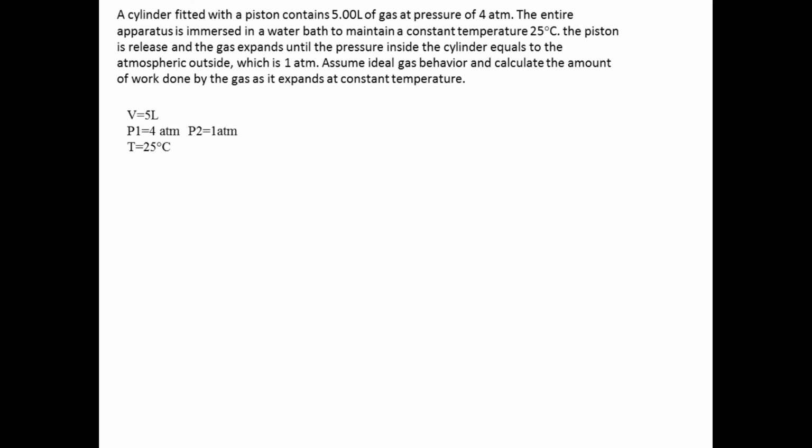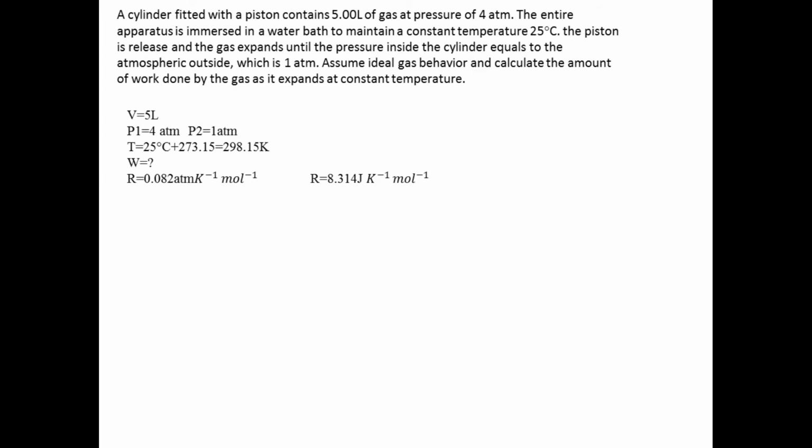You must convert this temperature into unit Kelvin. So we must add 273.15 Kelvin, which equals 298.15 Kelvin. And with this, we can calculate the amount of work done. So what is the work done? And then write the gas constant.